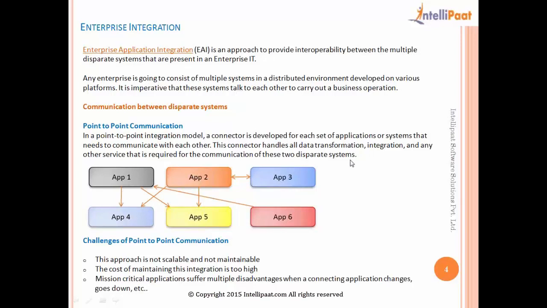This connector handles all the data transformation. So what does data transformation mean? The data needs to be transformed from one format to the other format, the data format that the other application expects. If it's a mainframe system, it might be expecting a copybook format of data, whereas a Java system might be expecting a Java object. So we need to convert these objects from one to another and bring them onto the same platform. That's what a web service does.